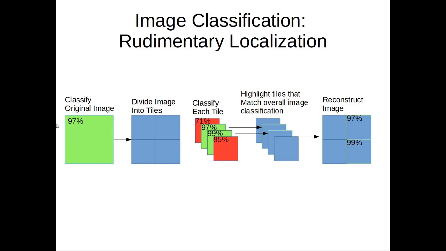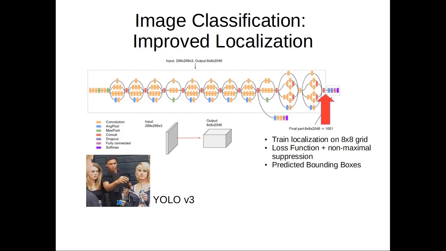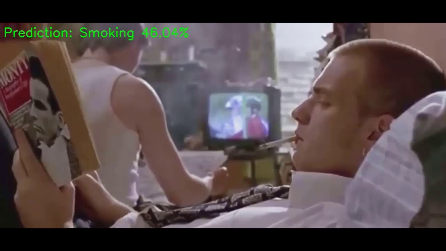Then divide the image into a grid of 16 tiles, 4 in this example. Each tile is then classified, in this case classified as 2 red and 2 green tiles. The tiles that match the overall image classification are then highlighted, the 2 green tiles, and then the image is reconstructed. This is demonstrated here, some improved localization techniques.